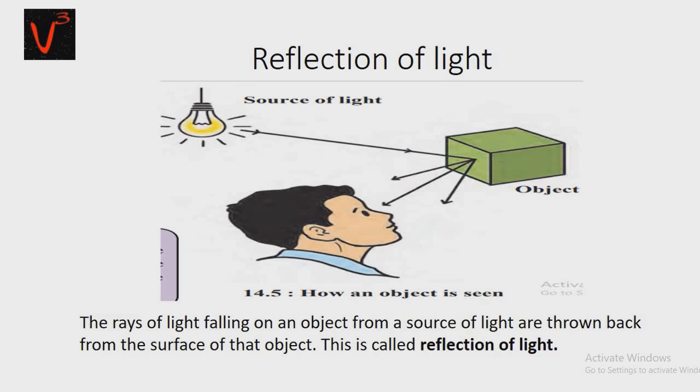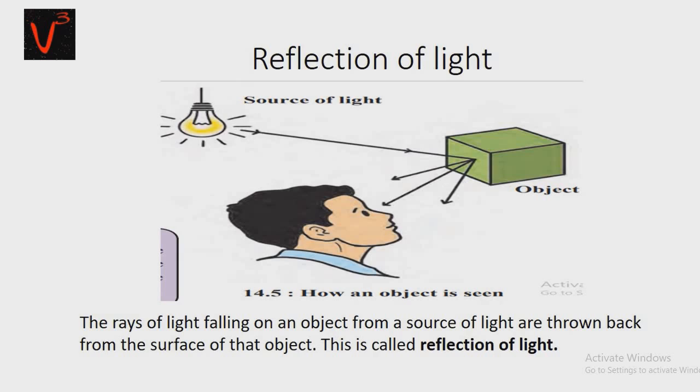That is, the rays of light falling on an object from a source of light are thrown back from the surface of that object. This is called reflection of light. We see that object when the reflected rays reach our eyes.